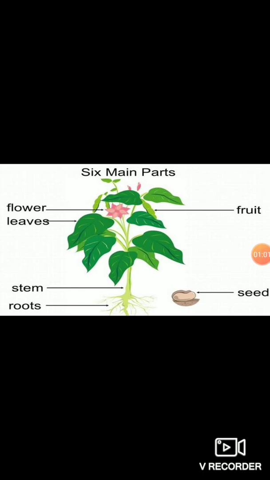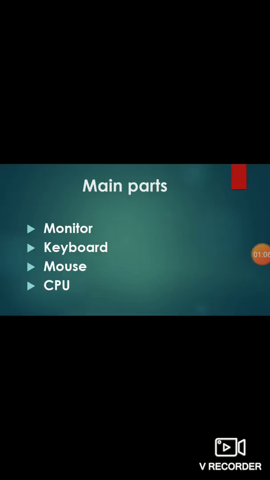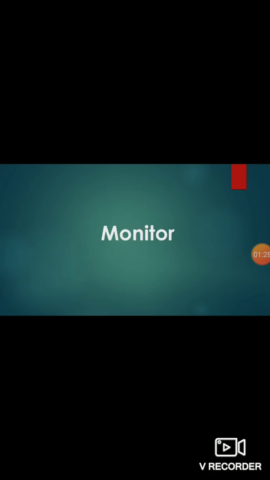As well as a computer also has some parts, and the parts are monitor, keyboard, mouse, CPU. So these are all the main parts of your computer. What are the main parts? Monitor, keyboard, mouse and CPU. So students, now we are going to discuss the first main part of your computer, that is monitor.